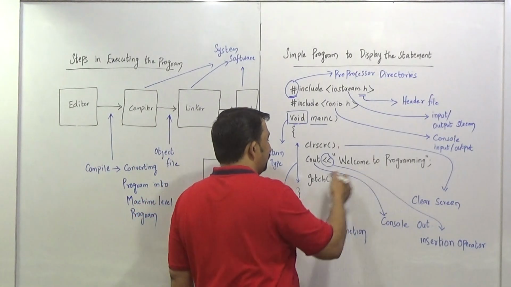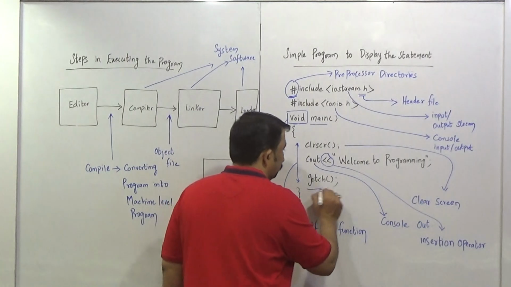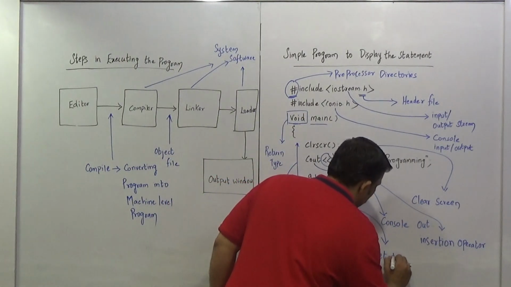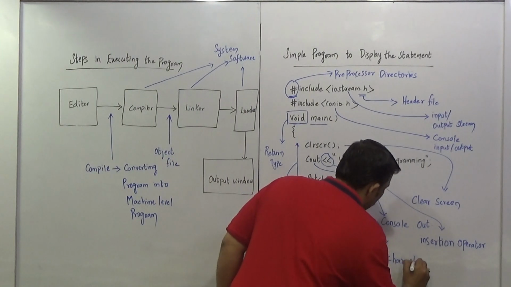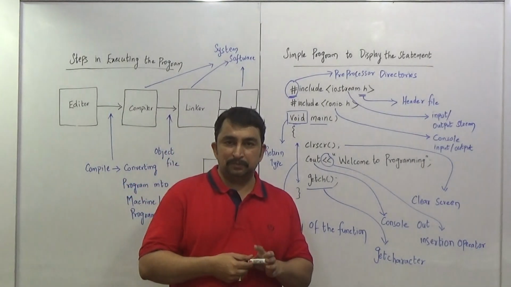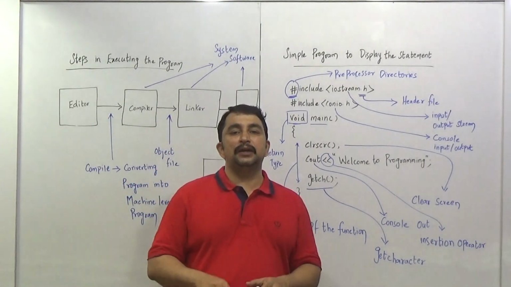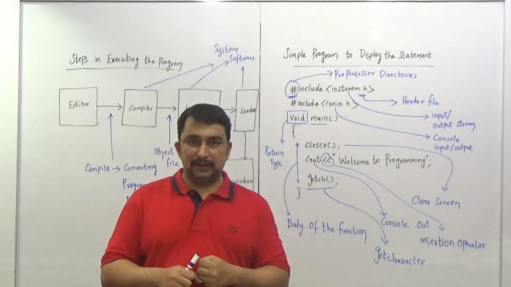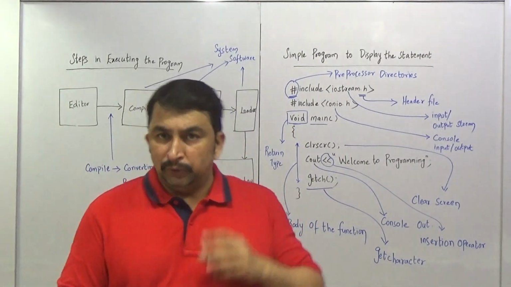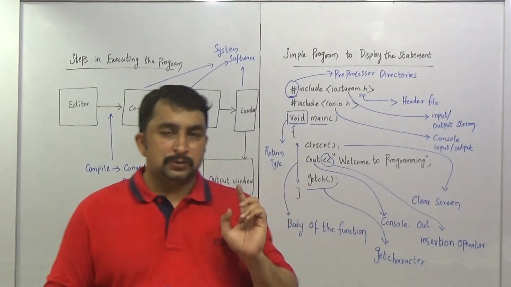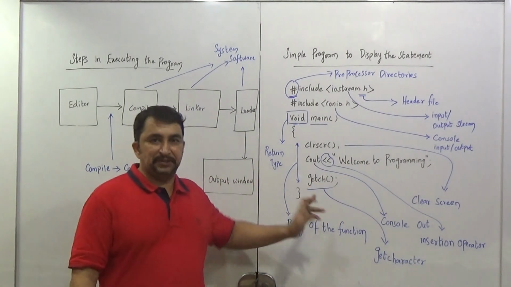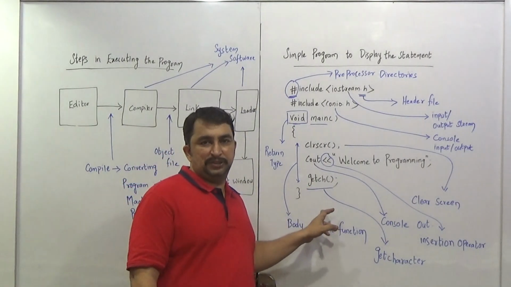Then finally getch. That means get character. The program has to get some character to terminate. You need to terminate the program at any cost, so to terminate, you need to get some value. Again, if you are not using getch, what will happen?